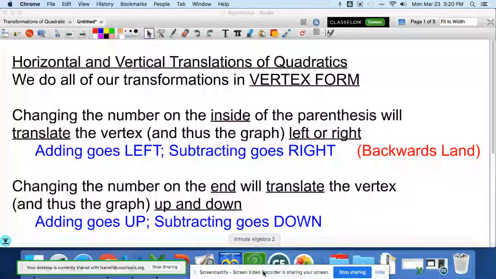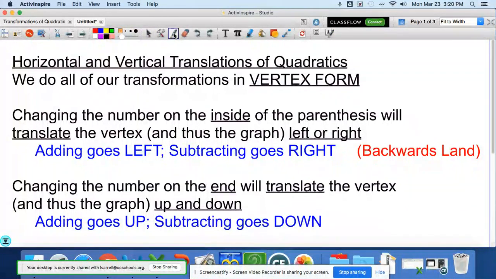All right, guys, this is your first video regarding quadratic transformations. And this first one we're going to talk about is horizontal and vertical translations. So, weird kind of use of words there. Transformations being more of an all-encompassing term. Translation is when we're just kind of moving stuff around.